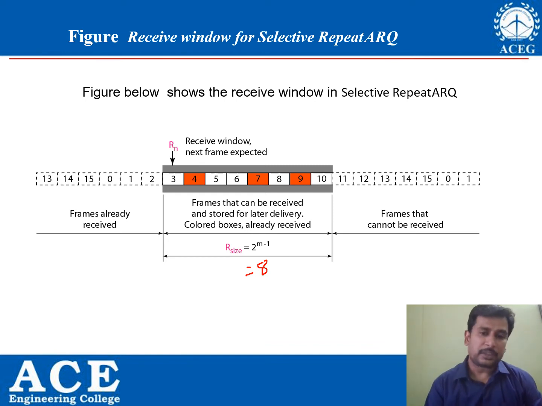So even though we get out of order frames from 4 to 10, they are stored for later delivery. This will help in reducing the retransmissions of the frames. In case any one of the frames is lost, for instance frame 3 itself is lost, but we have received 4 to 10. In case of Go-Back-N ARQ, when frame 3 is lost, we have to retransmit all the frames starting from 3 to 10. But here, when we lose frame number 3, but have received the frames from 4 to 10, we only have to retransmit frame 3 and the others can be ignored.